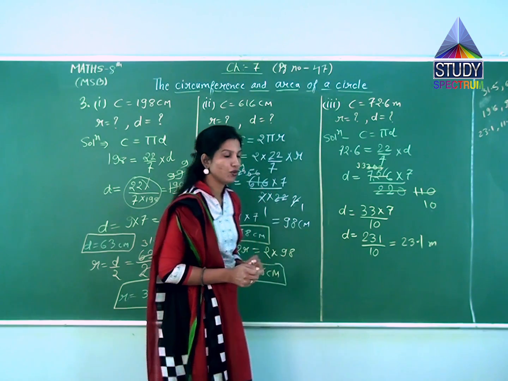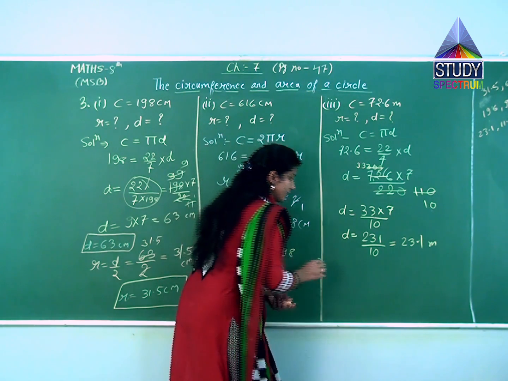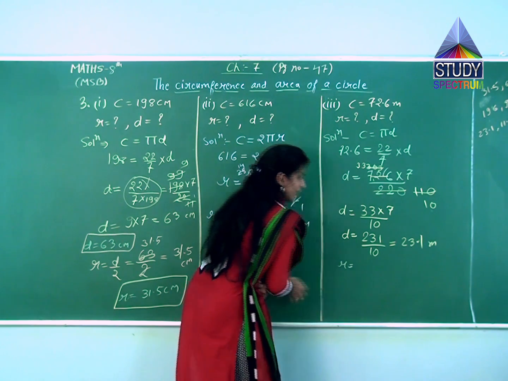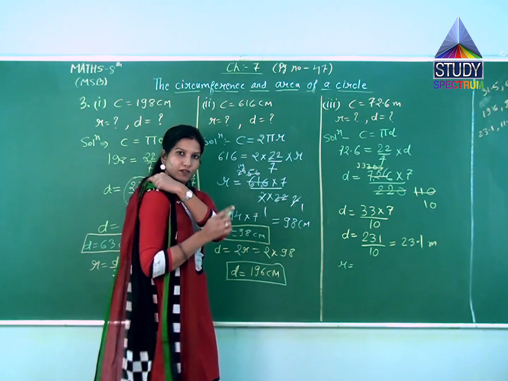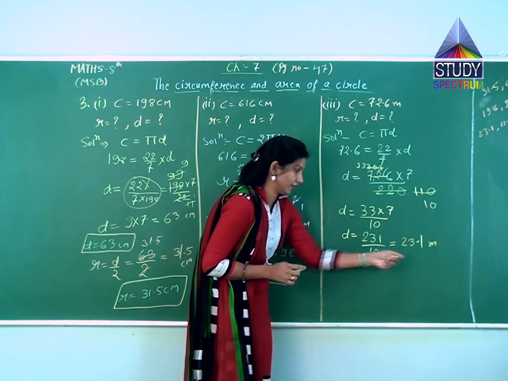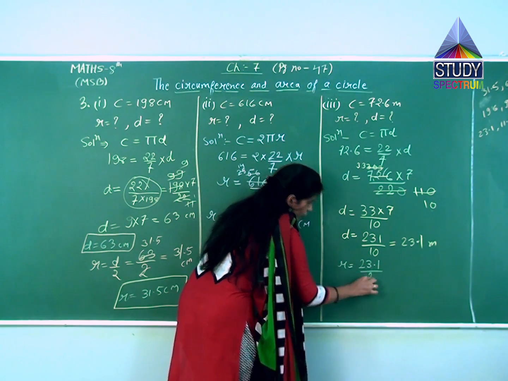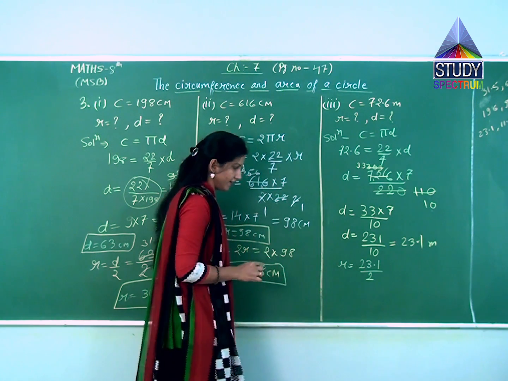Now we have to find the value of radius. And what is the value of radius? Radius is always half of the diameter. And what is 23.1? It is our diameter. So we would have to divide this diameter by 2 for getting our radius.